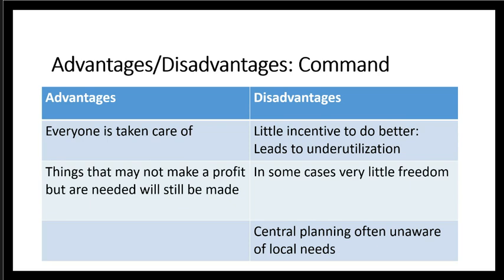Central planning is often unaware of local needs. So the central government is making all the decisions as far as the economy goes. Well, that's great. Not really, because for me, for example, I live in a small city on the border of Wayne and Monroe County. Let's just assume that the United States was a command economy. Nobody in Washington, D.C. probably has any clue as to what the needs are of the people in the community that I live in. So a lot of times what we talk about for a disadvantage is that the needs of the local communities are not exactly taken into account.